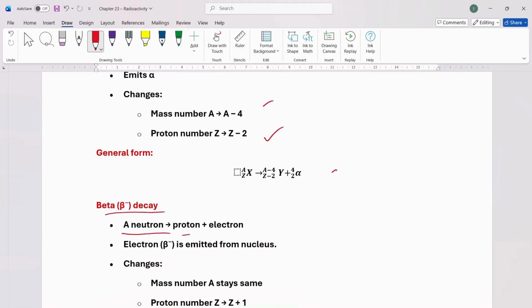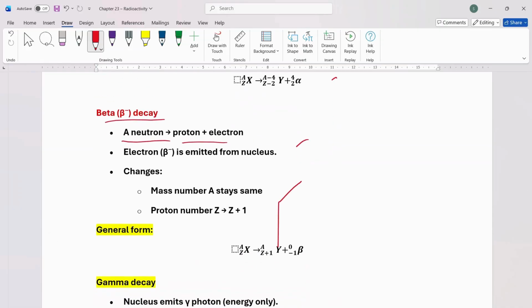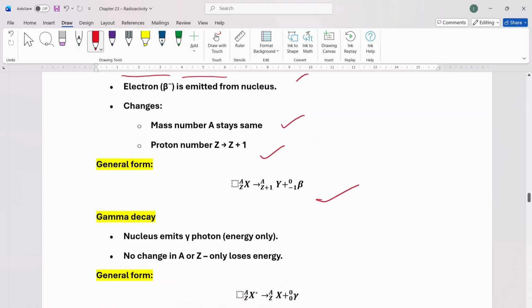Similarly, in beta decay, a neutron turns into a proton plus an electron. The electron is emitted from the nucleus, which changes our proton number. A stays the same, and the proton number is plus 1. This is our general form.